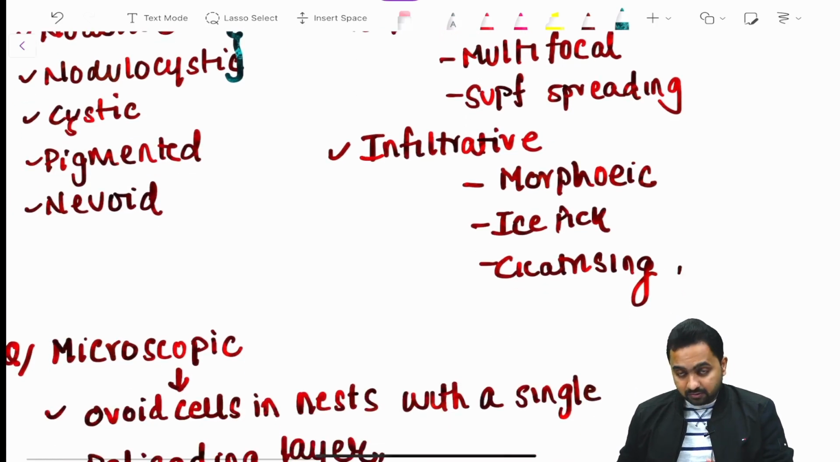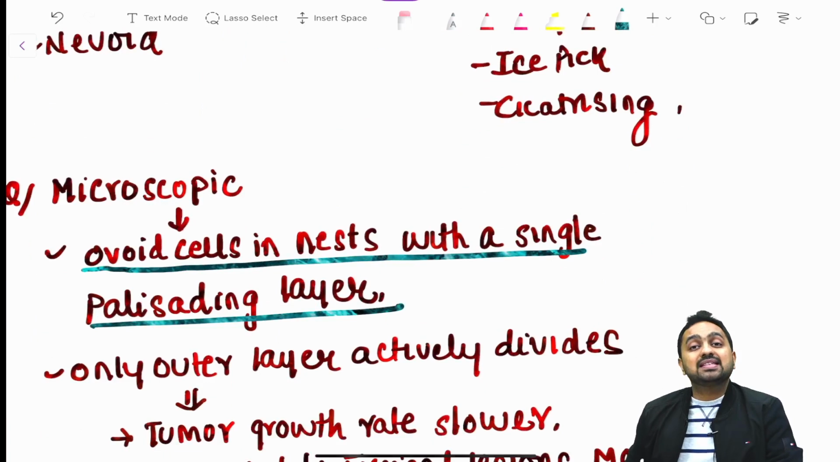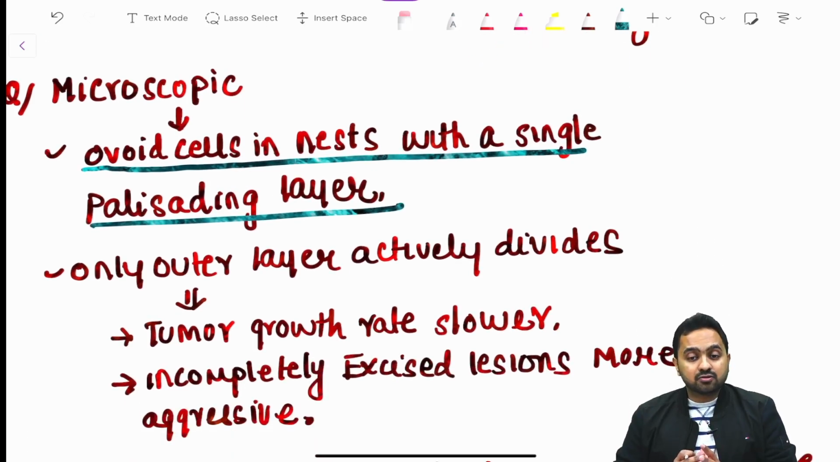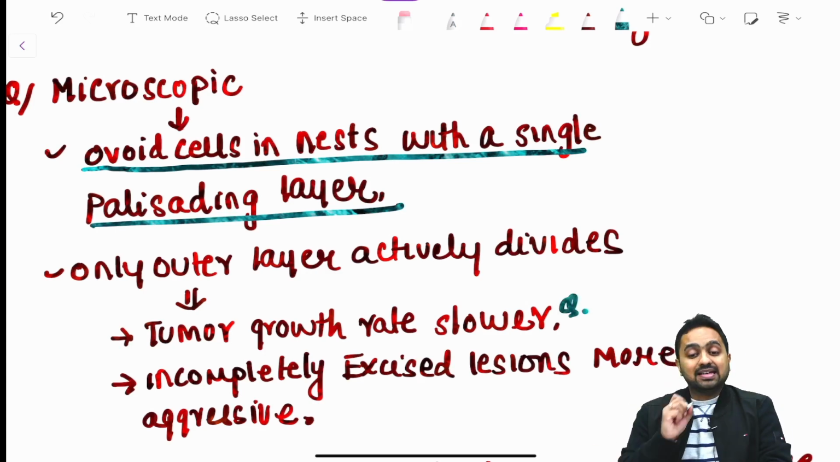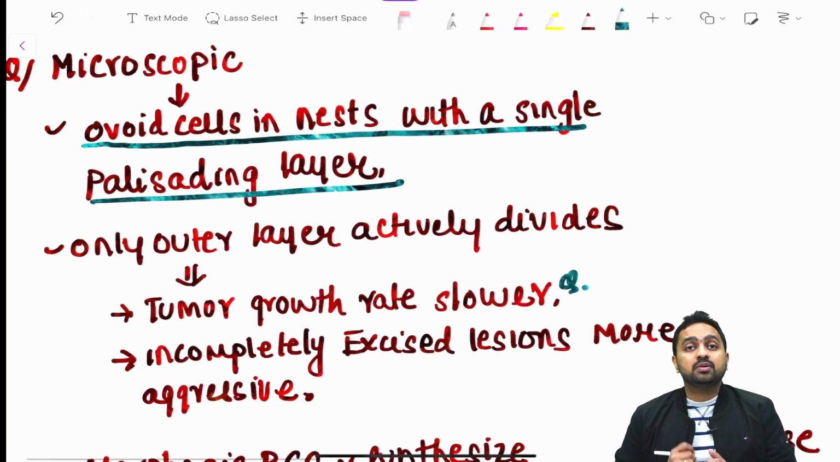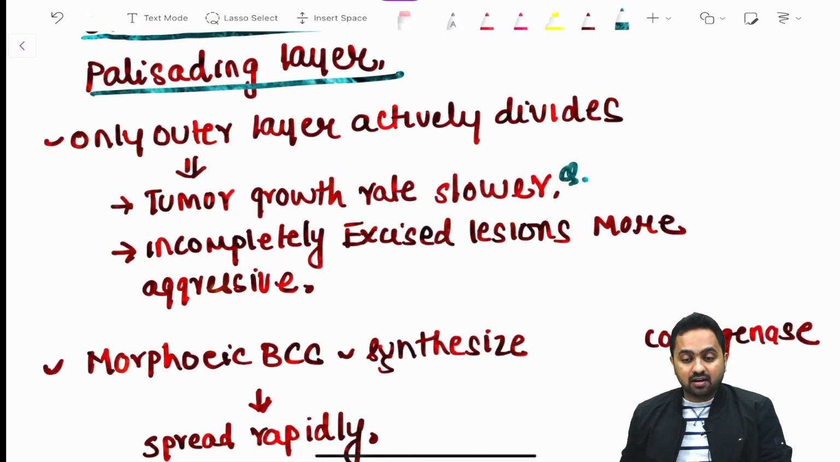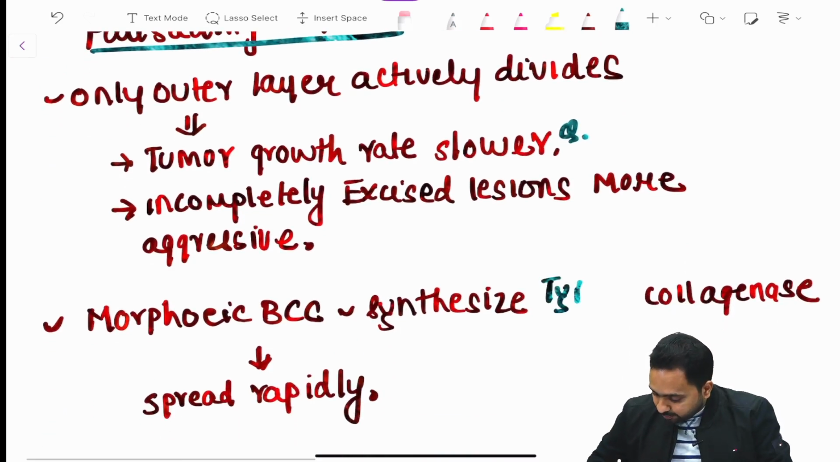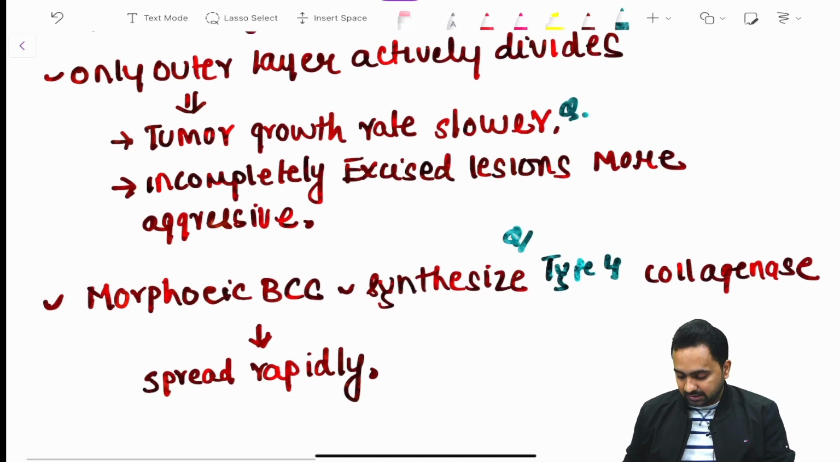The microscopic finding includes the characteristic ovoid cells in nests with a single palisading layer. So this is the microscopic finding found in basal cell carcinoma. And in basal cell carcinoma, it is only the outer layer that is actively dividing, as a result of which the tumor growth rate is slower, and the incompletely excised lesions tend to be more aggressive, hence, right. The morpheaform basal cell carcinoma synthesizes type 4 collagenase. Now, because of this the variant spreads rapidly, right.